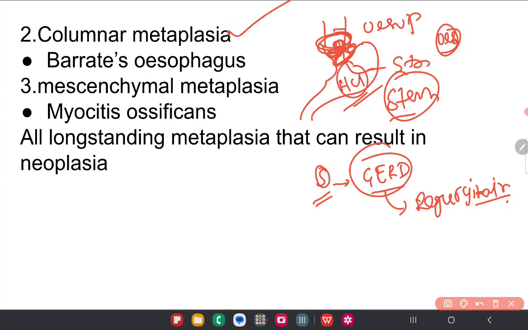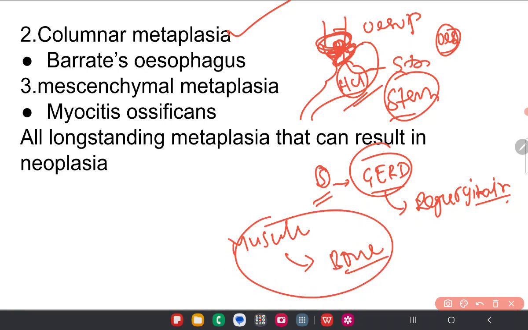And mesenchymal metaplasia is myositis ossificans, which is a total change. For example, take the parenchymal cells: based on them, various cells are present, and they are modified, like muscle accumulating calcium, leading to the formation of bone. This is an example of mesenchymal ossificans. All long-standing metaplasia can result in neoplasia. Like we discussed in hyperplasia, which when prolonged leads to metaplasia, here also metaplasia, when prolonged, leads to neoplasia.